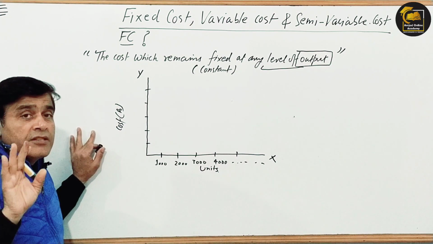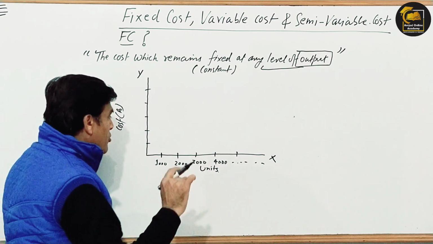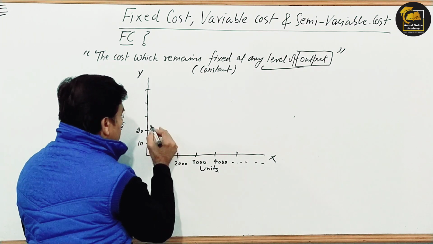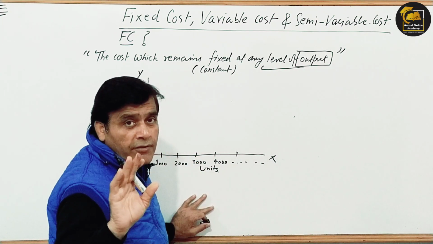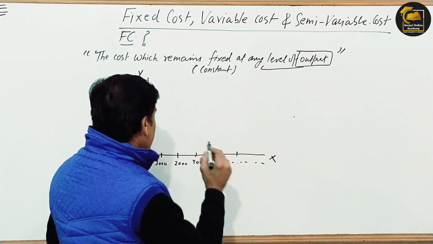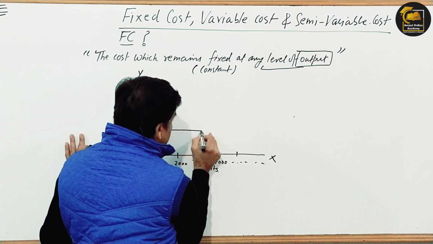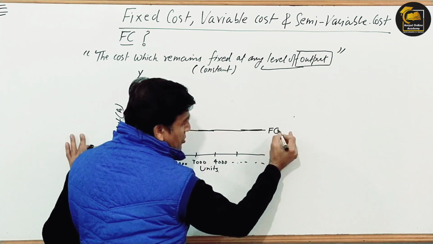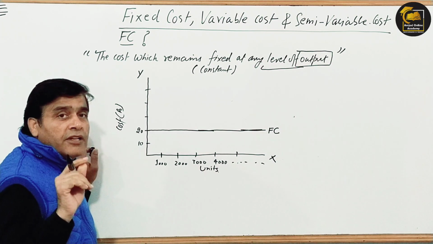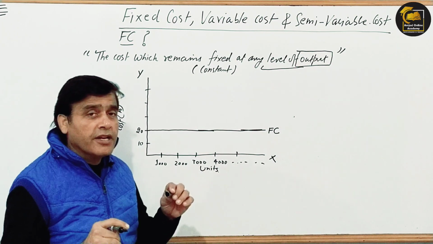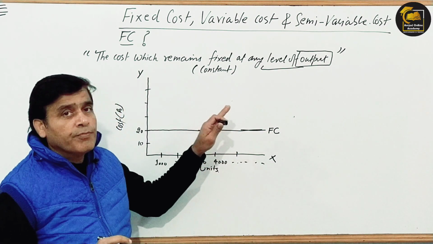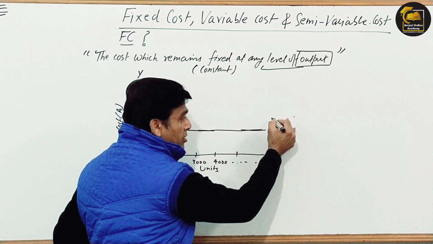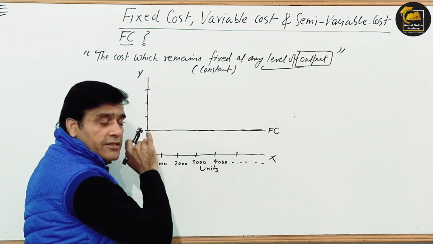When we say that fixed cost remains constant at any level of output, suppose it is 10,000 or 20,000. If the fixed rent or the fixed cost of your plant is 20,000, then it has to be parallel to the x-axis, because this is the meaning of fixed cost. We are stating that the fixed cost remains constant at any level of output. So when we present it diagrammatically, the fixed cost line or fixed cost curve will be parallel to the x-axis. It will be a straight line, right?